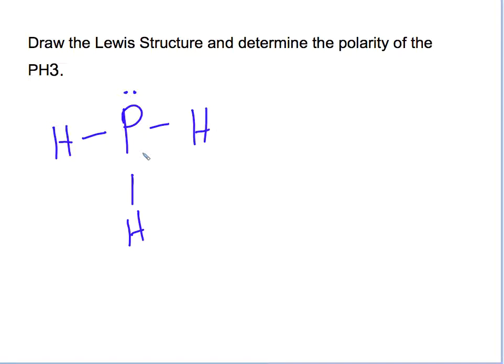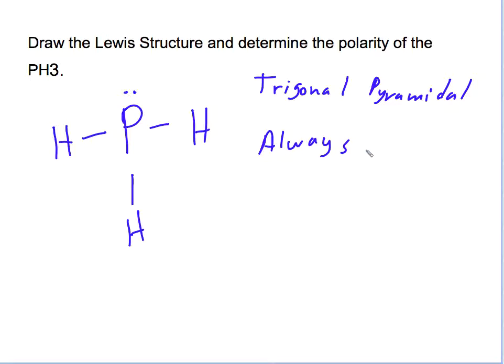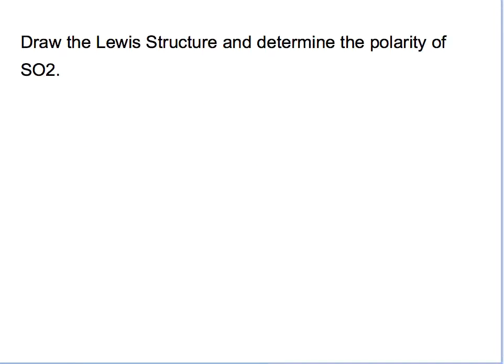And if you look at PH3, if you can figure out the geometry, the electrons want to be as far apart as possible. So this geometry is trigonal pyramidal. And anything that's trigonal pyramidal, it's always polar. So just because you know that it's trigonal pyramidal, you can say that it is polar, abbreviated with a capital P.